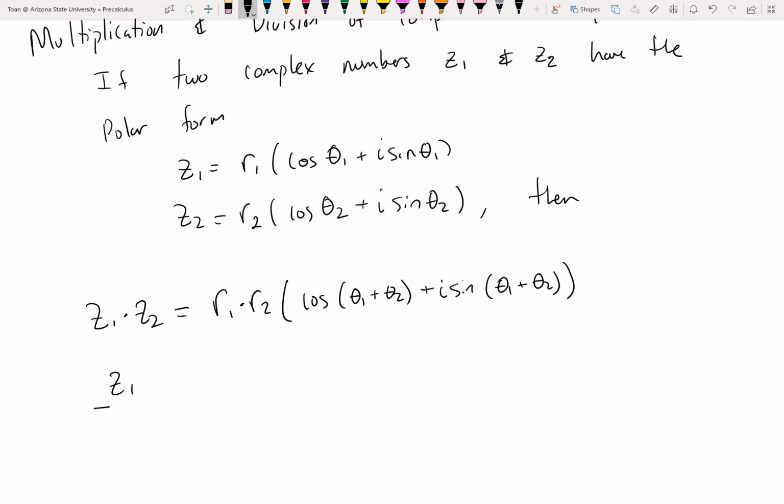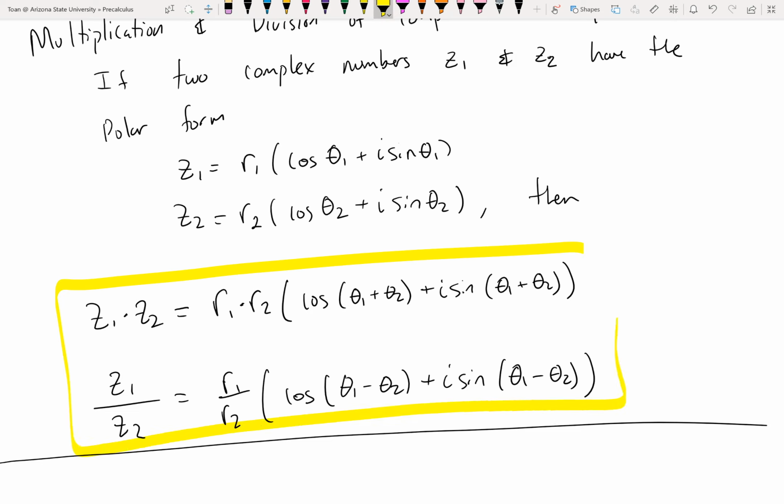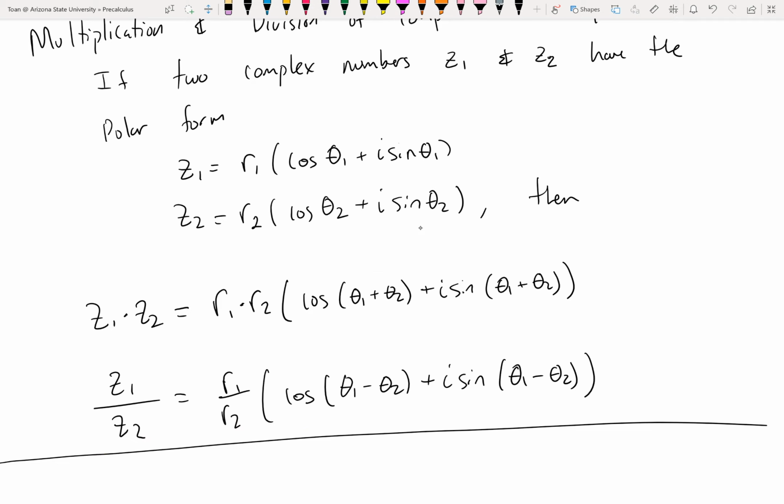If I wanted to divide them, it's literally doing the exact opposite. You divide the r's, and you can probably guess what we do to the angles. Instead of adding the angles, we would subtract the angles. So this might be good to have on your index card. That is sort of the formula to multiply and divide complex numbers in polar form.